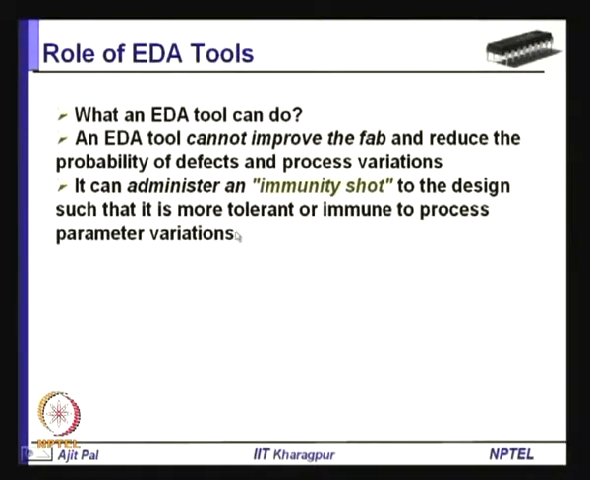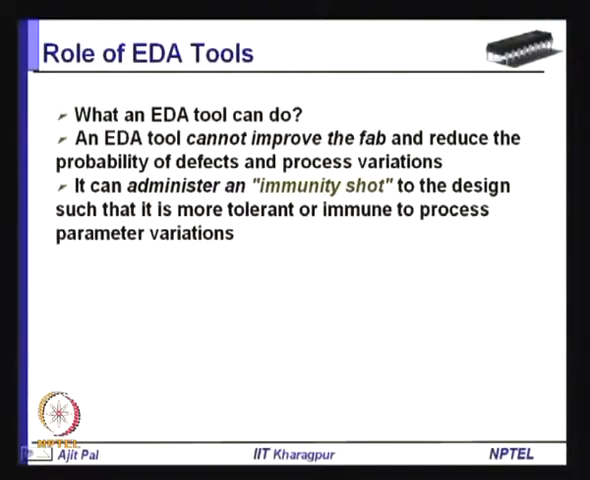So, it is somewhat like error free communication through an error prone channel. Normally, when you do digital communication, you apply developed techniques so that when the signal is passing through a channel which is error prone, your objective is still to have error free communication, and for that purpose we use a lot of redundancy and various techniques. So, this is somewhat similar to that. You have to do the design in such a way that it is more tolerant or immune to process parameter variations.